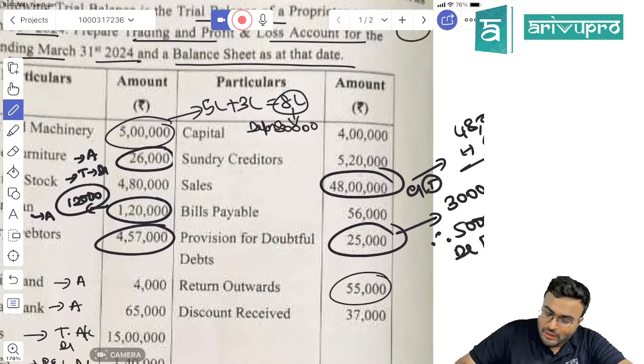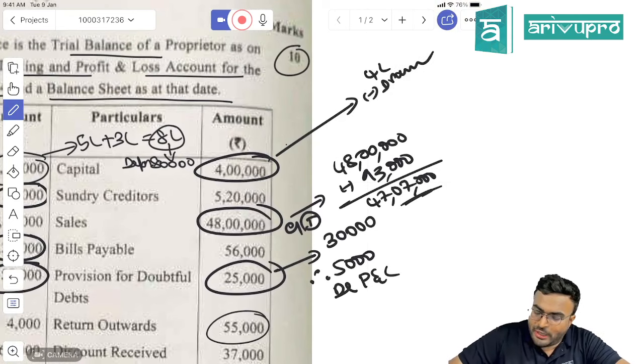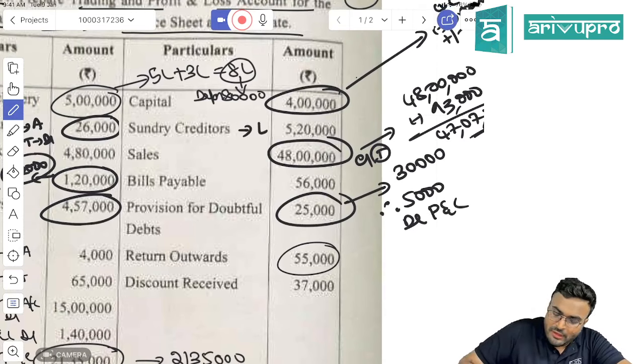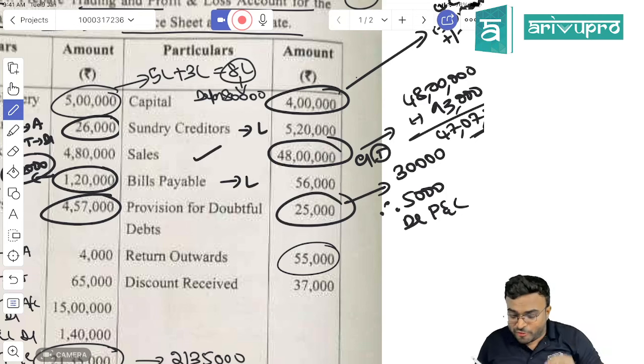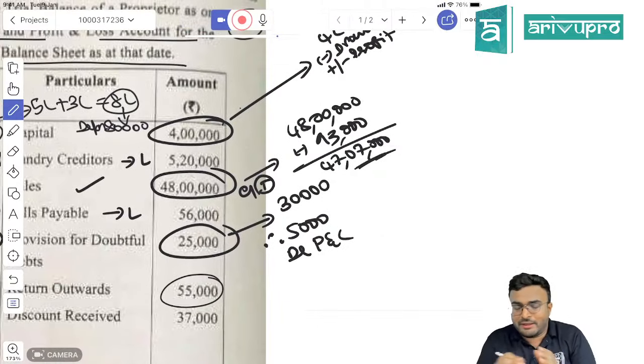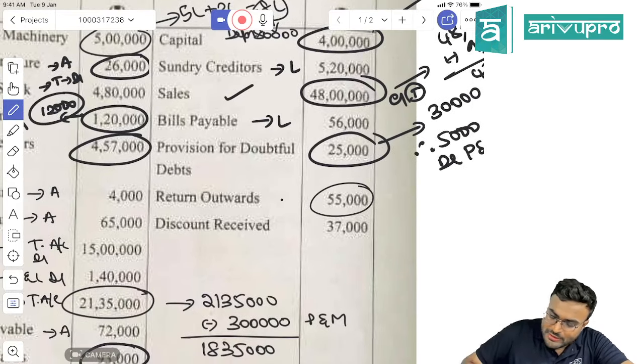Next, you go into capital. What are you going to do? Capital will be basically this 4 lakhs minus the drawings, plus or minus whatever profit you get. That will be your capital. Sundry creditors, liability side of balance sheet. Sales we have discussed. Bills payable, liability side of balance sheet. Provision for doubtful debts will also be there, which we have discussed in detail. 25,000 is there, 30,000 we have increased, so 5,000 will be debited to P&L as well. Returns outwards already done. Discount received will be credited to P&L.